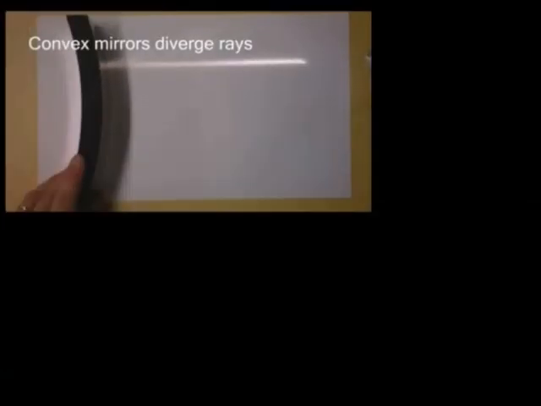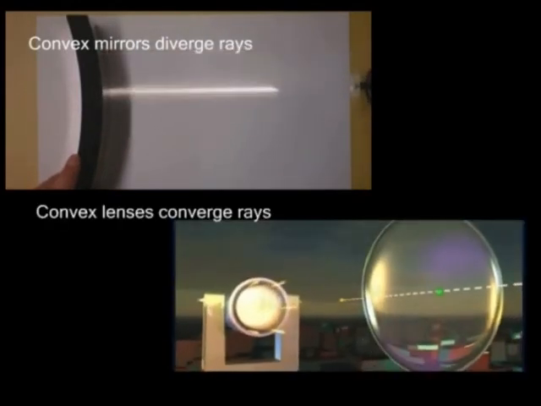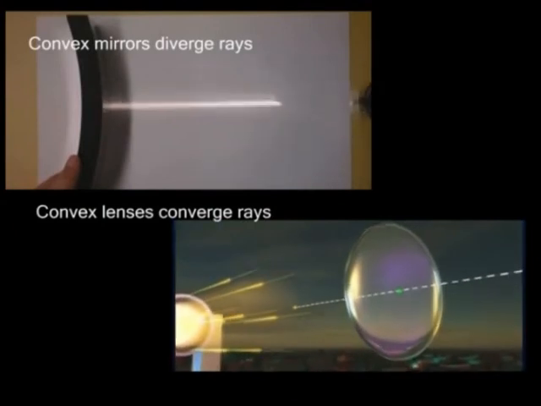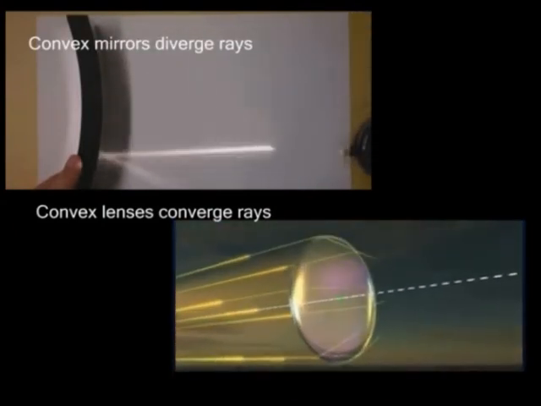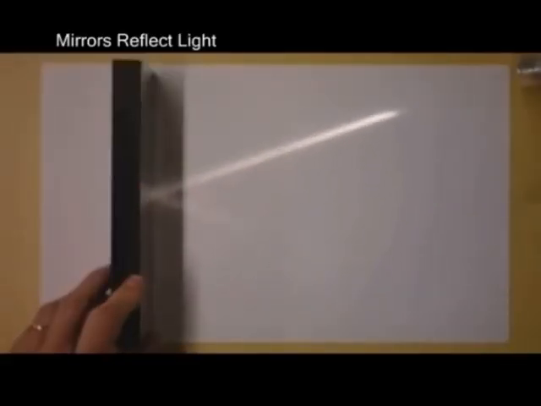Then, convex mirrors diverge rays after reflection, but convex lenses converge rays after refraction. I hope you remember that from now. Good luck.